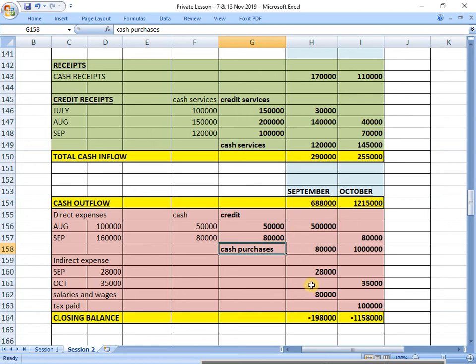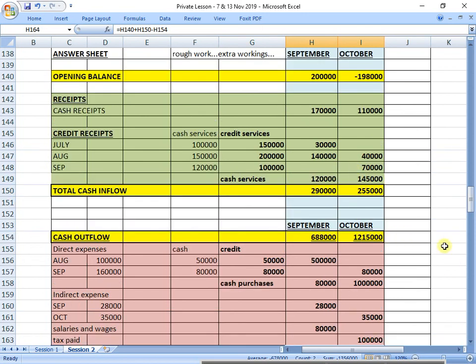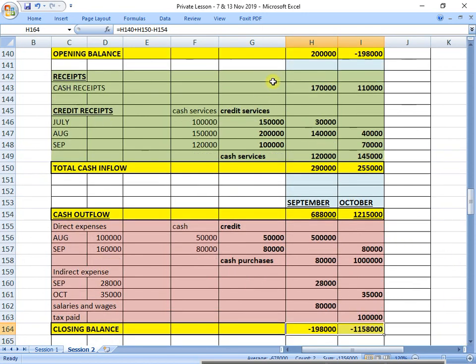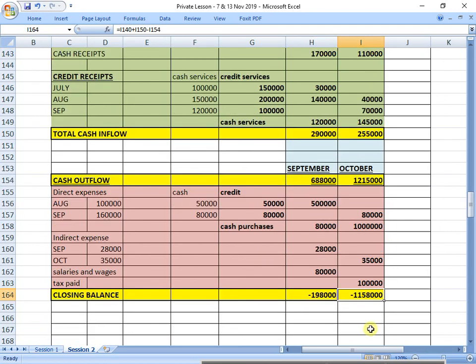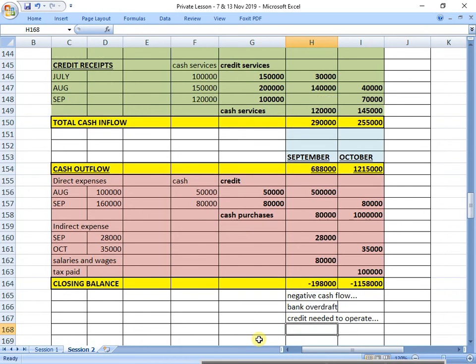So if those figures update, it's still negative anyway, so it's still bad. It just made the numbers a bit smaller. So opening balance, add what came in minus what went out, closing balance. Opening balance, add what came in minus what went out, negative. Negative cash flow, bank overdraft, credit needed to operate. This is not looking good. This business is going to struggle.